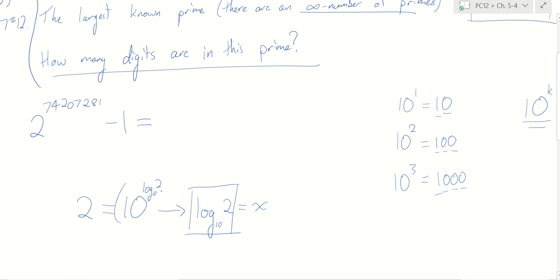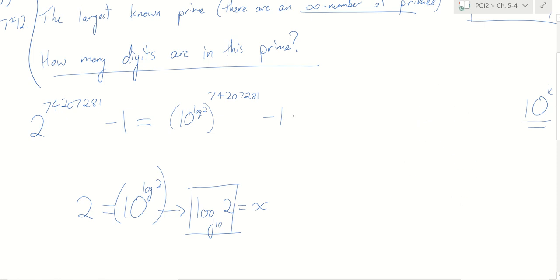Okay, so using that information, I'm going to rewrite this statement here. We have 2 to the power of 74,207,281 minus 1. So we have 2 to that power. What is 2? 2 is really just 10 to the power of log base 10 of 2. And I'm not going to write base 10 because I can simply write that as the common logarithm. So I will take out the base 10. The base 10 is implied. So this is really the key trick. And then everything else is just evaluating it at this point.